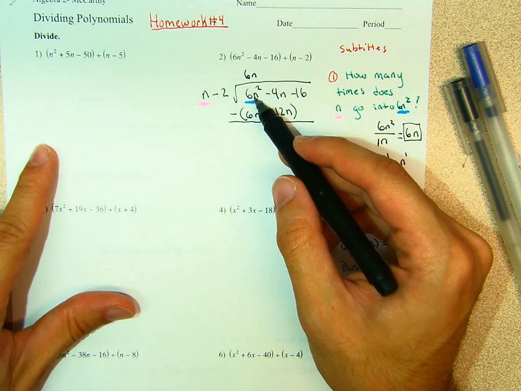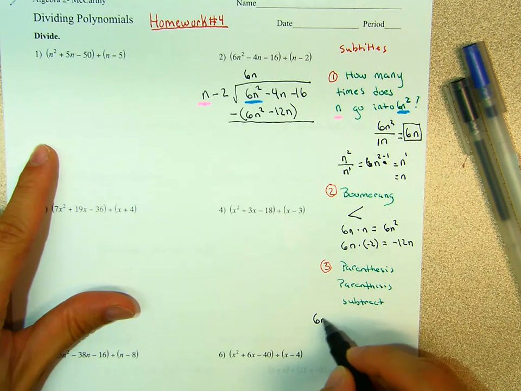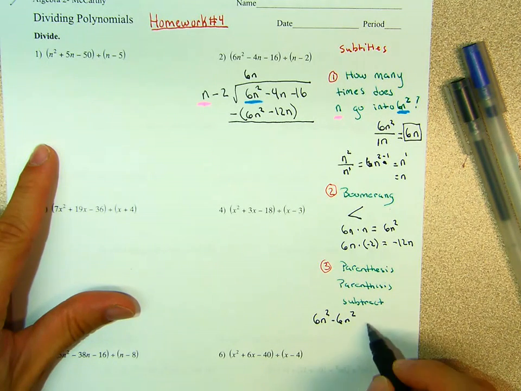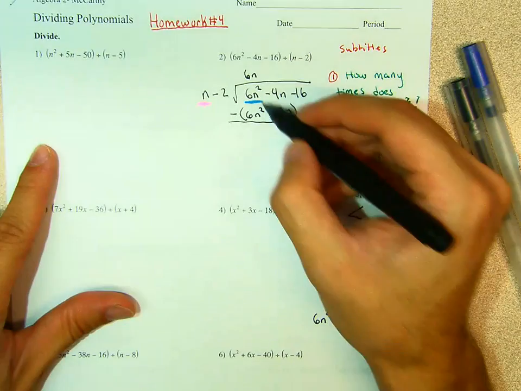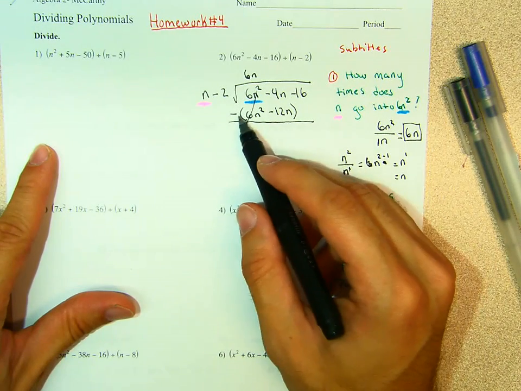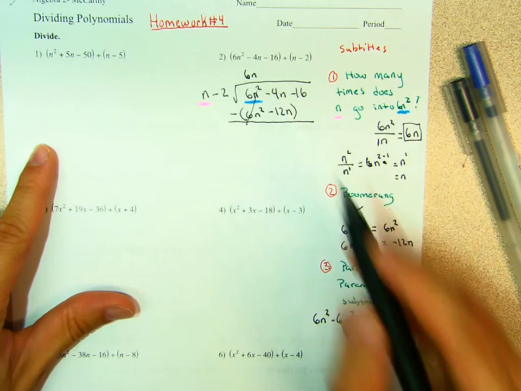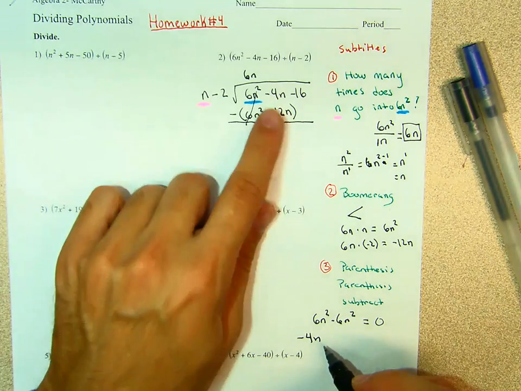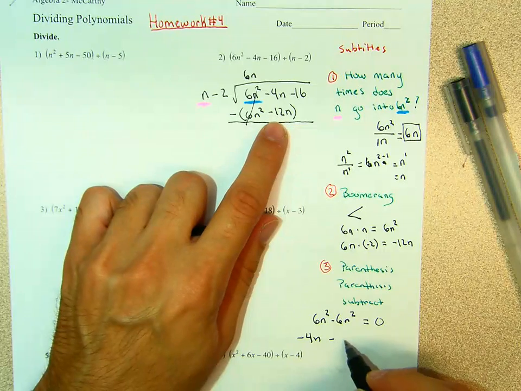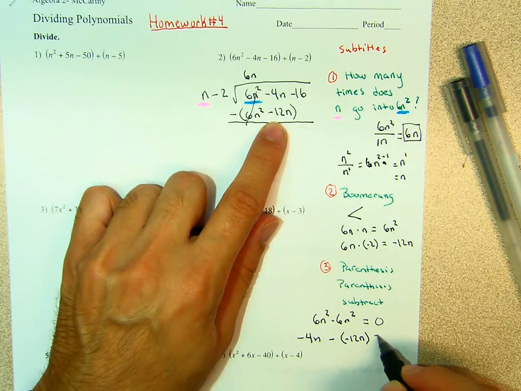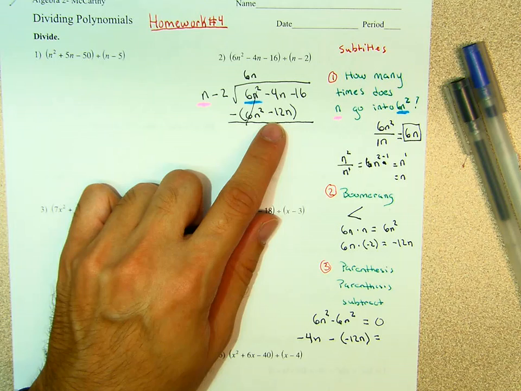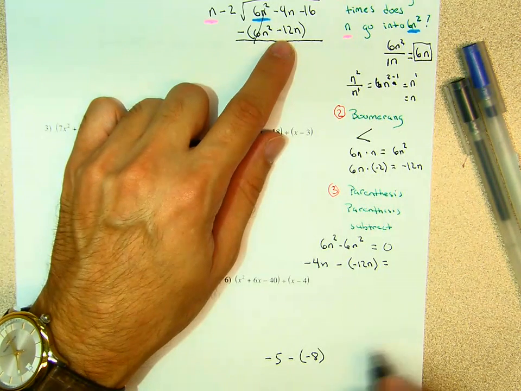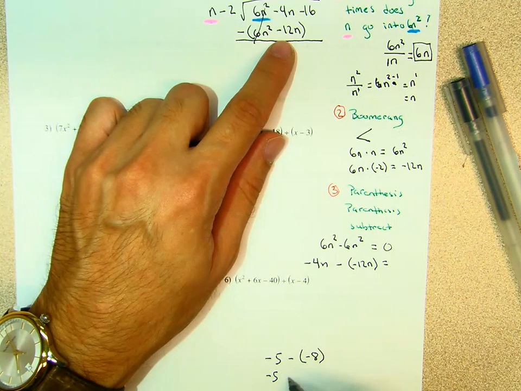Now let's see. Here you have 6n squared minus 6n squared, that is 0, right? So this just cancels. Now here, this is where you guys still freeze a little bit. Now watch, we're going to do it nice and slow. You see here, this is negative 4n minus a negative 12n. It's the same thing as if I say what's negative 5 minus a negative 8. You remember a long time ago, negative times negative is positive, so negative 5 plus 8, take your time, what will this be?